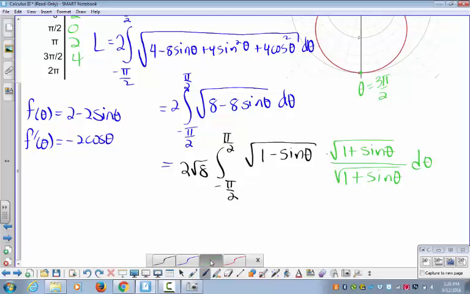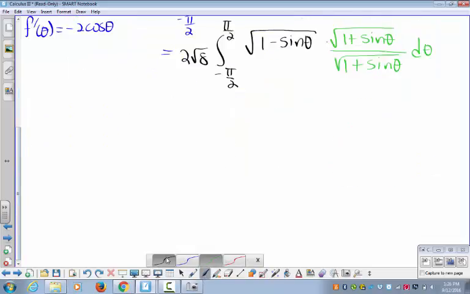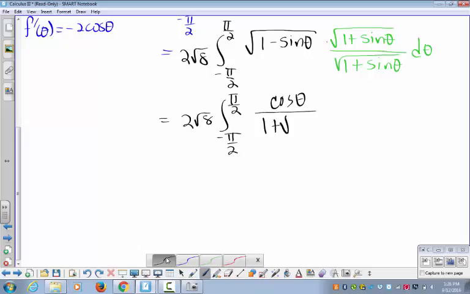That'll create, in the numerator, inside the square root, 1 minus sine squared, which is cosine squared. Square root of cosine squared is cosine. And then we can use substitution very easily. So let's do that. Up top, we're going to end up with just cosine theta. Downstairs, we still have a square root, but this is totally fine because direct substitution will work here.